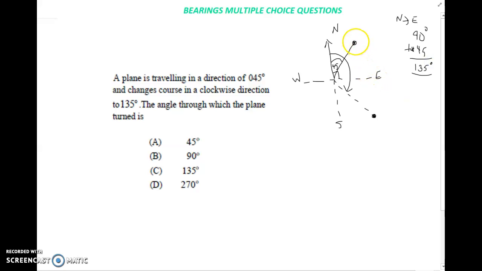Now from this point here to this point, what is the angle through which your plane turned? From here to here is 45, and then here to here is also 45. So it's actually 90 degrees. Now I know the diagram is a little bit confusing. The plane is originally here, and now the plane is midway here. So from here to here is 45, and from here to here is 45. That's how we get the 90 degrees.